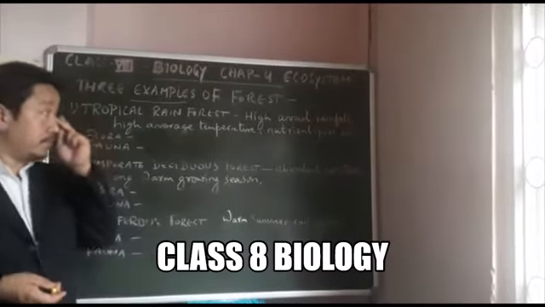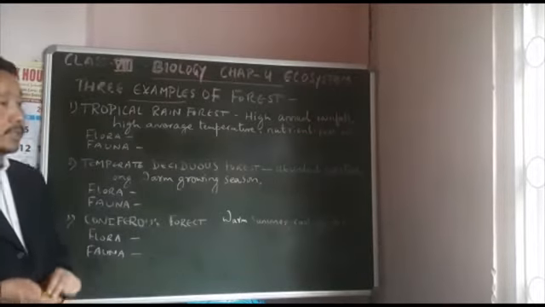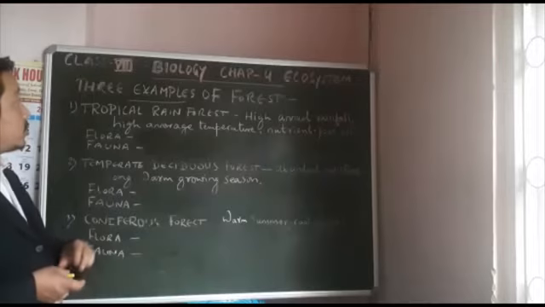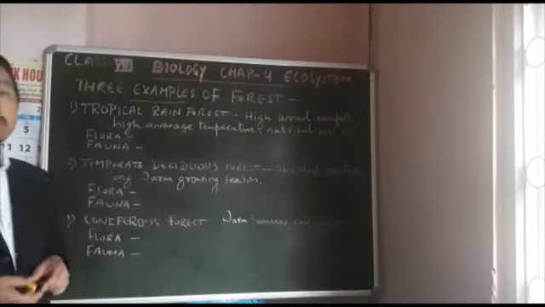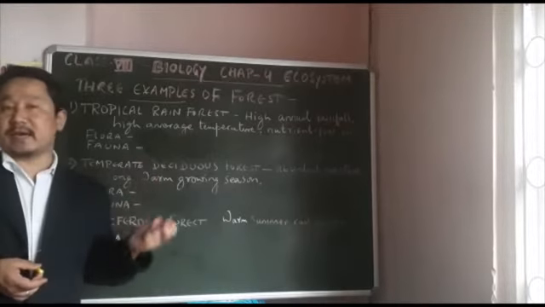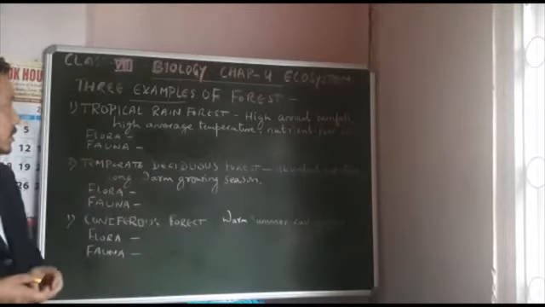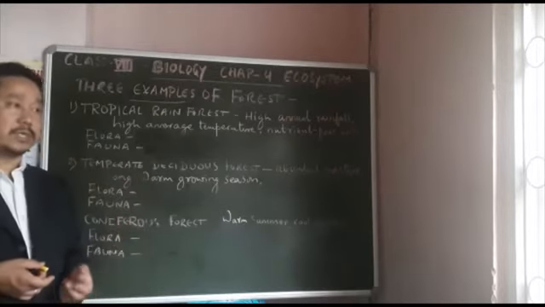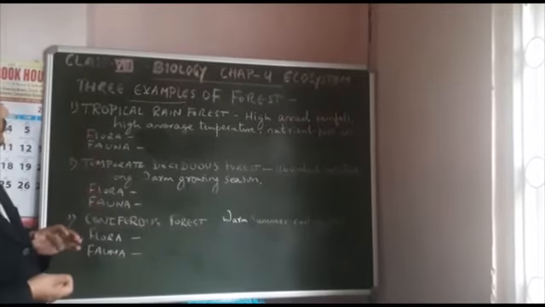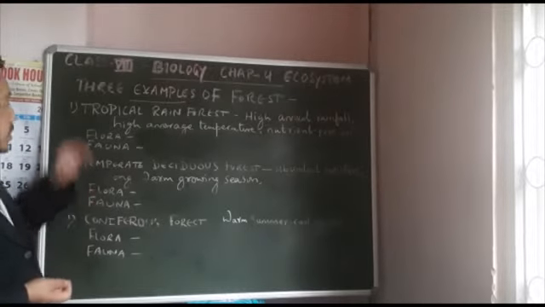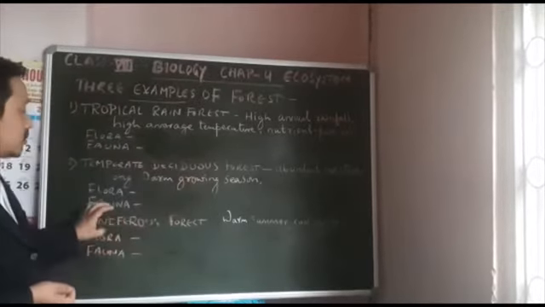Dear classmate, we'll continue chapter number 4, that is ecosystem. Today we'll mainly talk about 3 examples of forest. As you all know, different forests have different kinds of climatic conditions, and accordingly the flora and fauna are also differently present there. So these 3 examples of forest include tropical rainforest, temperate deciduous forest, and coniferous forest.